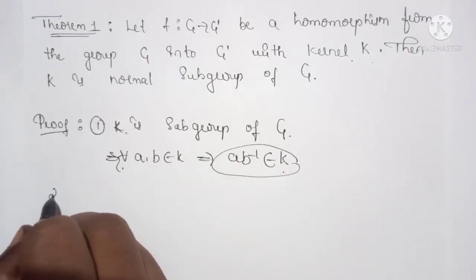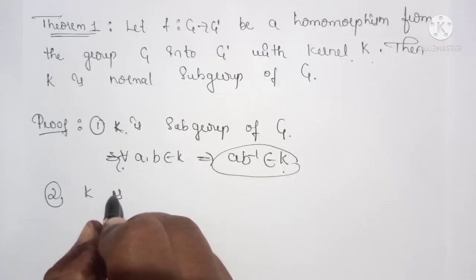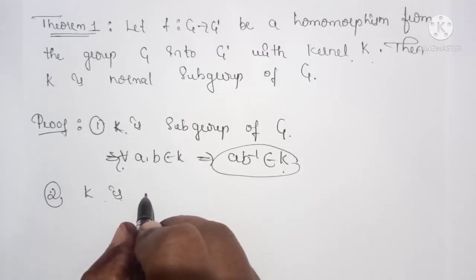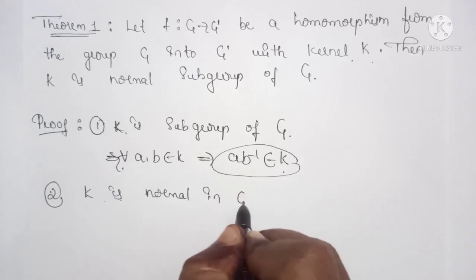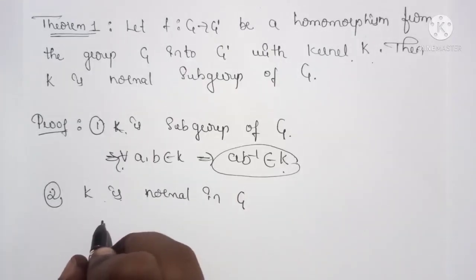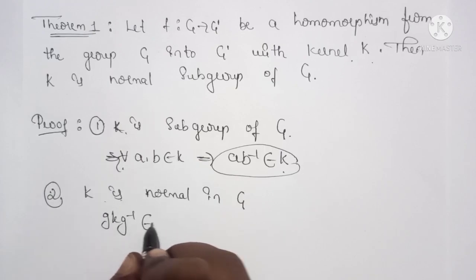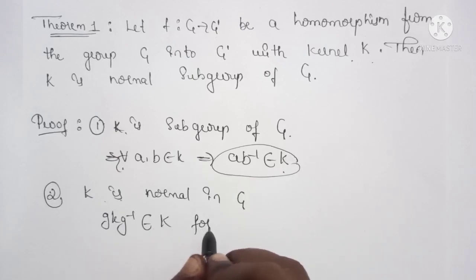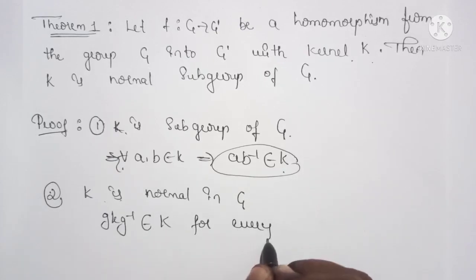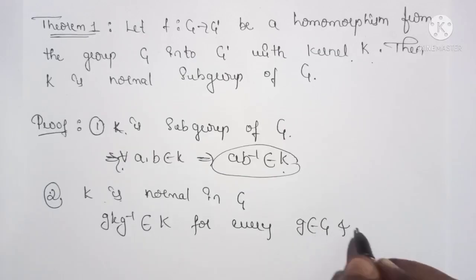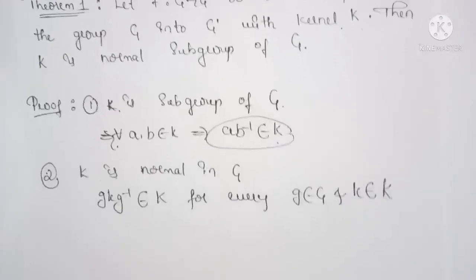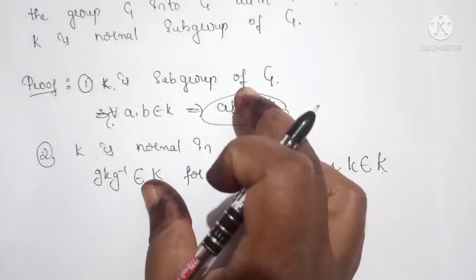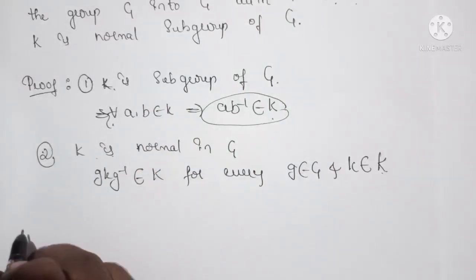Second, the second step is we shall show that K is normal in G. For this we need to show that g k g inverse belongs to K for every g belonging to G and k belonging to the set K. Okay. So we have to show these two. So let us prove one by one.